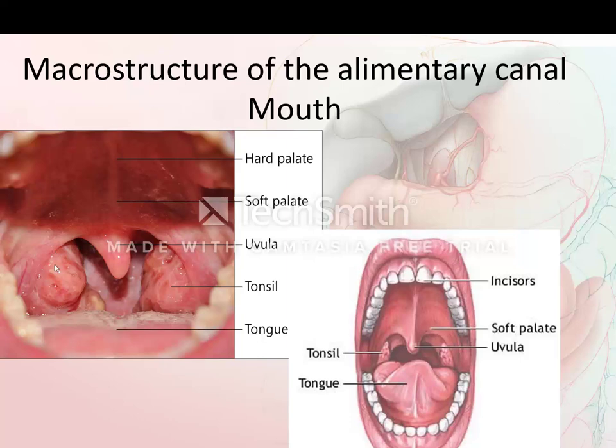Now, these structures that you see over here are your tonsils. Your tonsils are part of your immune system. Your tonsils will swell up and inflame when you are exposed to any kind of bacteria or any structure that is foreign to your body, that your body wants to get rid of. Your tonsils therefore play a part in your immune system.